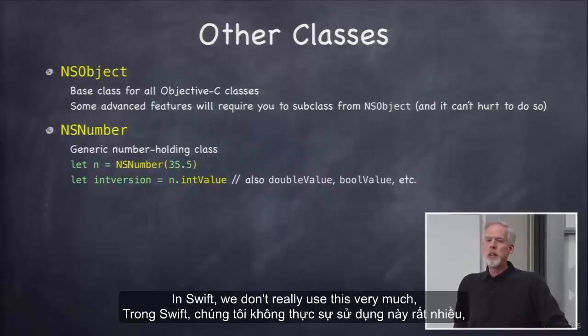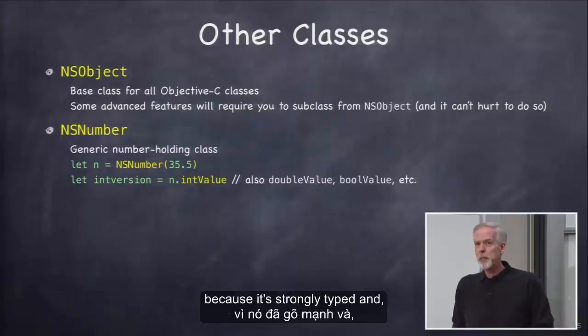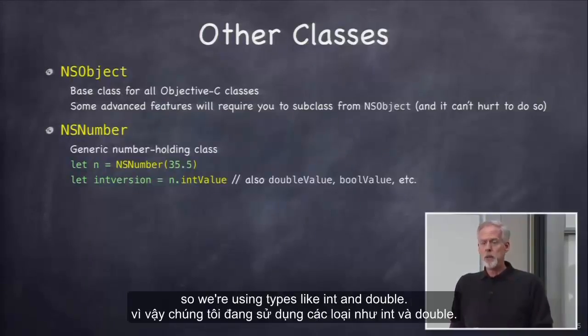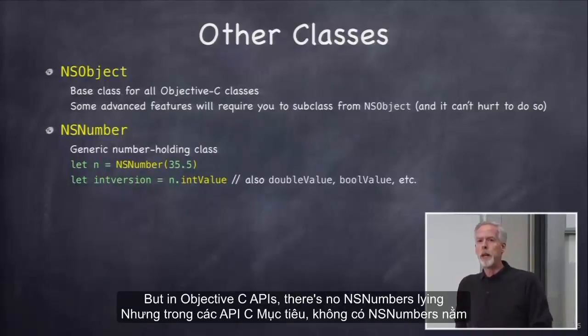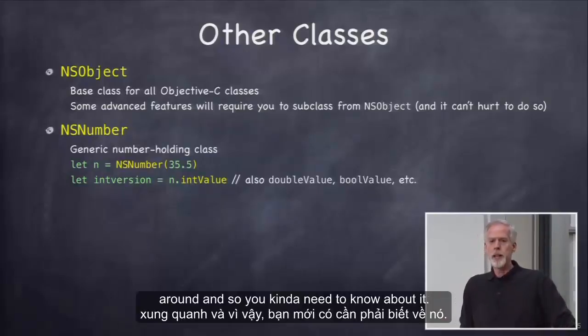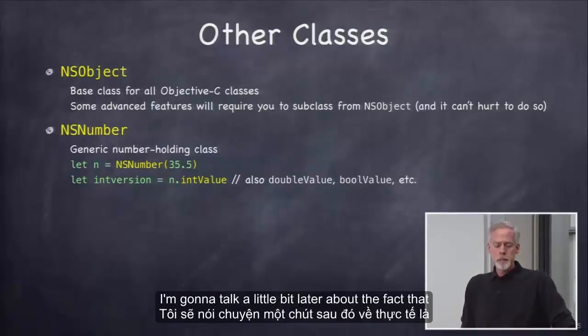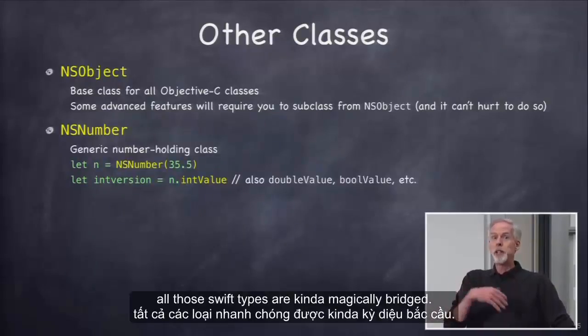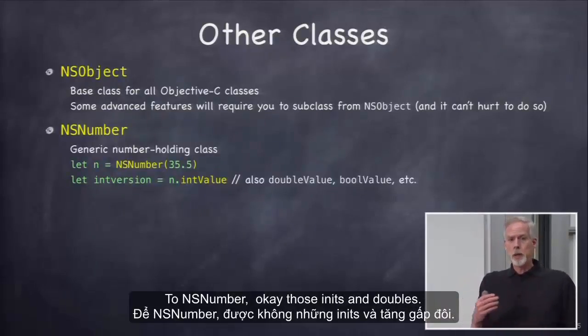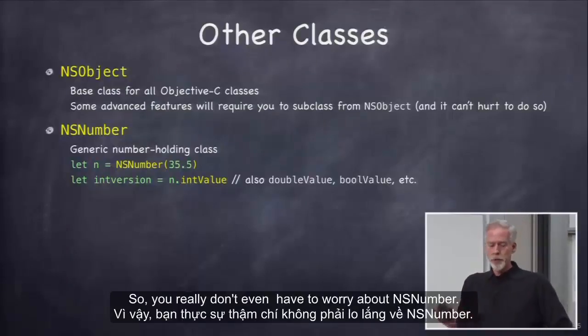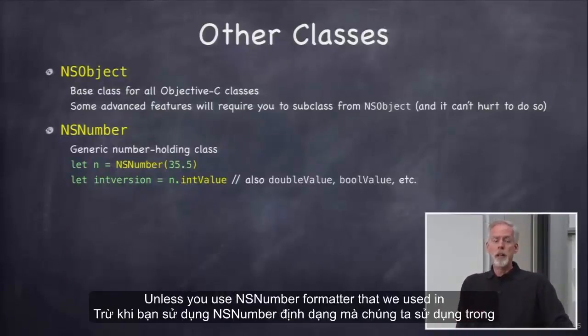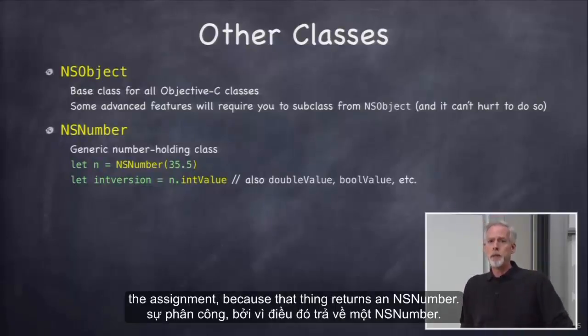In Swift, we don't really use this very much because it's strongly typed, and so we're using types like int and double. But in Objective-C APIs, there's NSNumbers lying around, and so you kind of need to know about it. I'm going to talk a little bit later about the fact that all those Swift types are kind of magically bridged to NSNumber, okay, those ints and doubles. So you really don't even have to worry about NSNumber.